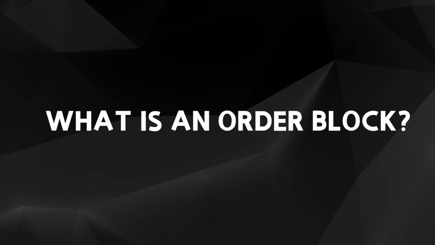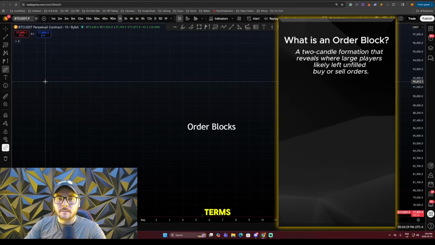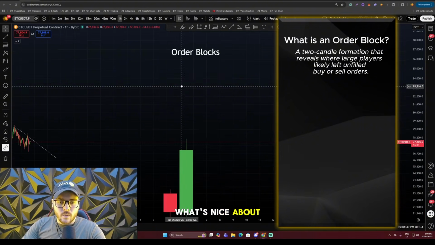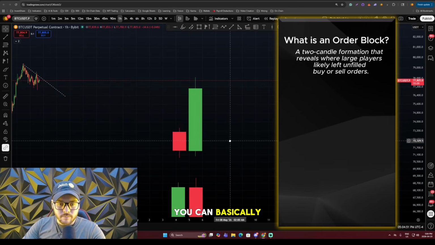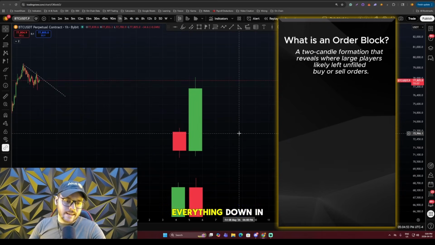An order block, in the simplest terms, is basically a 2-candle pattern on your chart that represents the possibility of residual buy or sell orders. So it's basically a zone of interest where you can prepare for potential reversals. What's nice about order blocks is you can basically write everything down in 2 or 3 rules to fully understand what an order block is.